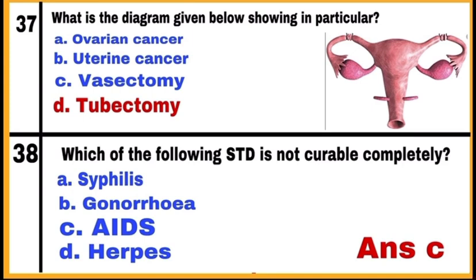Question 37. What is the diagram given below showing in particular? This diagram is showing tubectomy where fallopian tubes are cut or tied. So here mark D as a correct answer. Question 38. Which of the following STDs is not curable completely? STD means sexually transmitted diseases. Out of 4 given STDs, AIDS is not completely curable. So mark C as a correct answer.